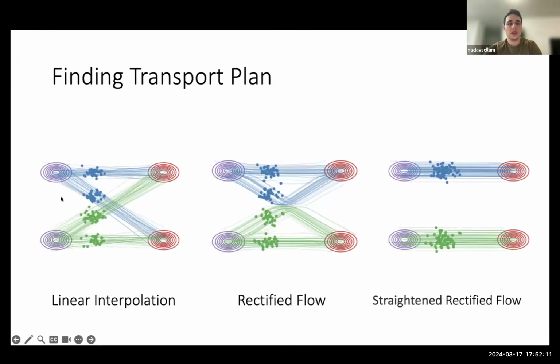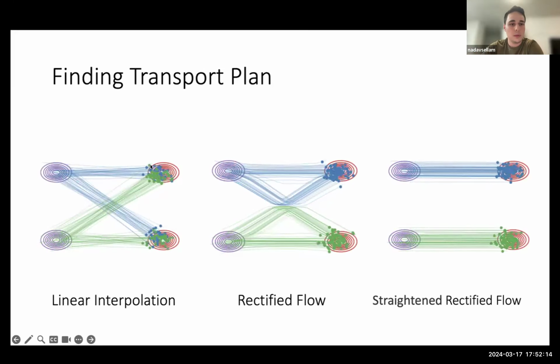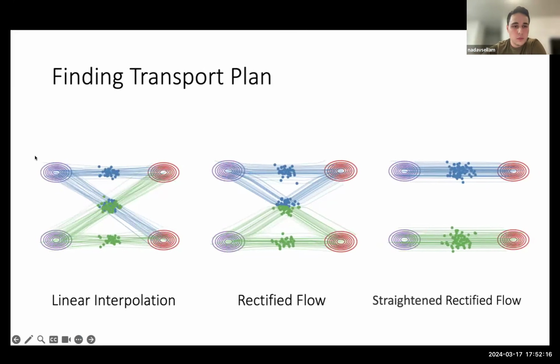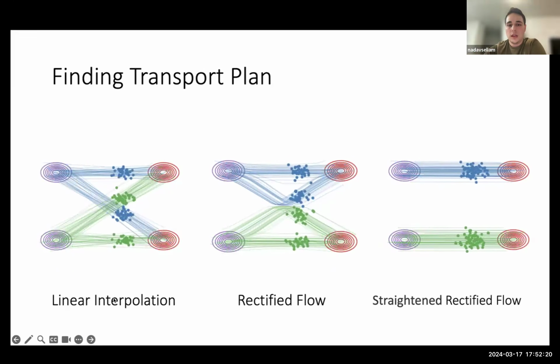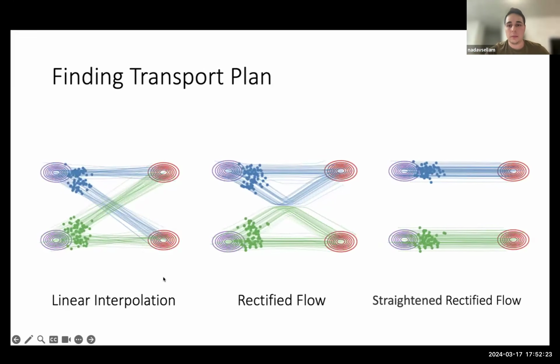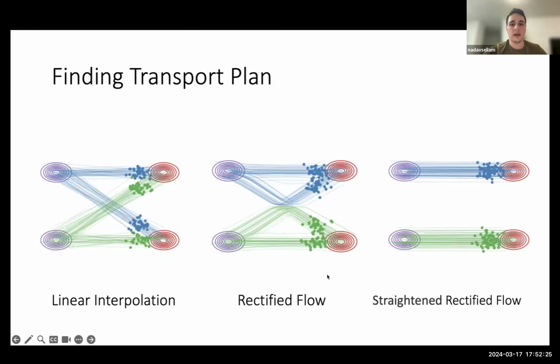So here we have a very simple example. We have two distributions, the purple distribution and the red distribution. And on the left, we can see how it would look to linearly interpolate between the two. If we would train a rectified flow model up to the point I've just shown, we would get this behavior.